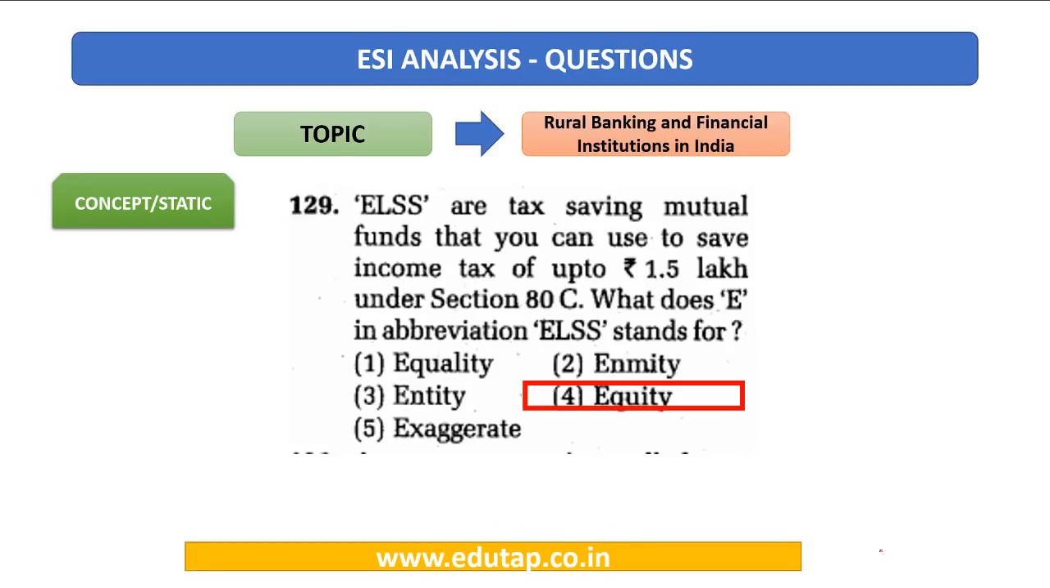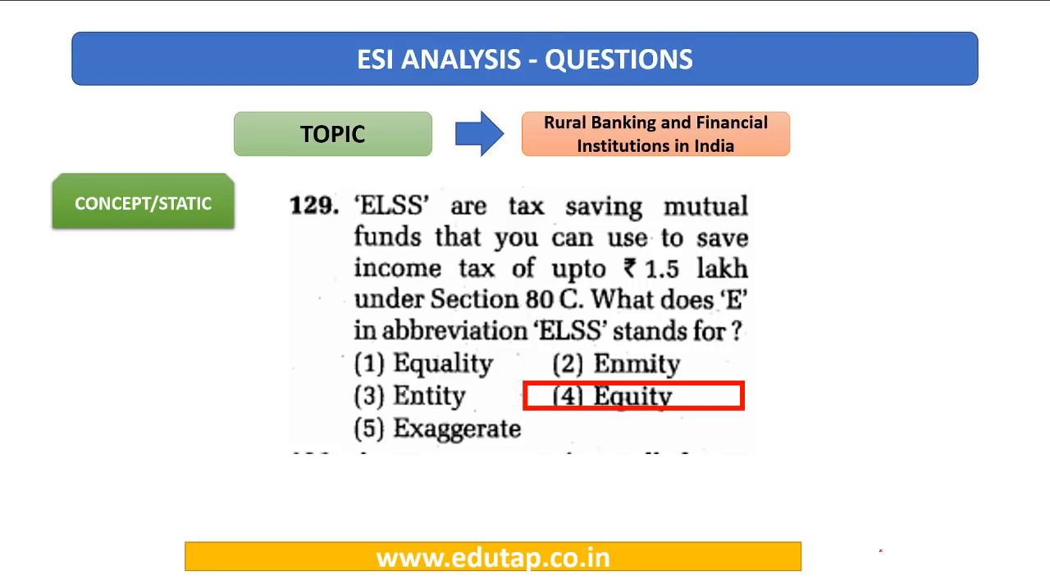Next comes a question which says ELSS are tax saving mutual funds that you can use to save income tax of up to 1.5 lakh under section 80C. So what does the E in the abbreviation ELSS stand for? Now the answer to this is equity. So friends, this is a straight question. Obviously if you don't know the concept, you can still go ahead with this question if you know the full form of it, but we can just place it under the broader category of concept and static question.